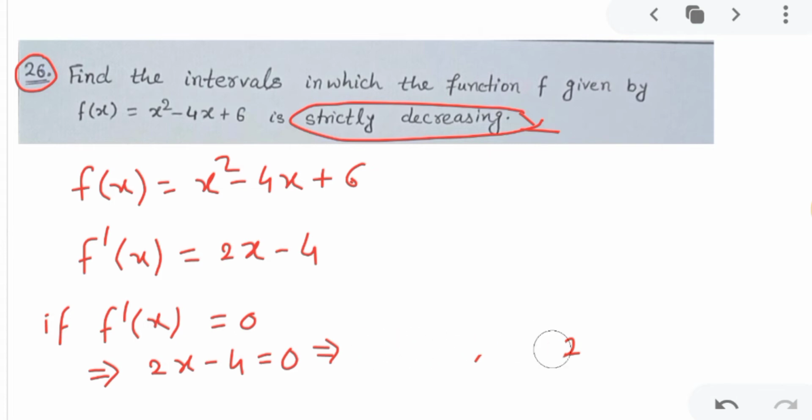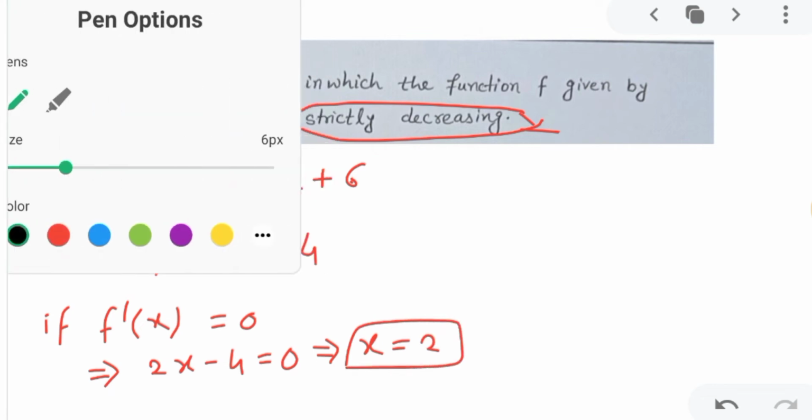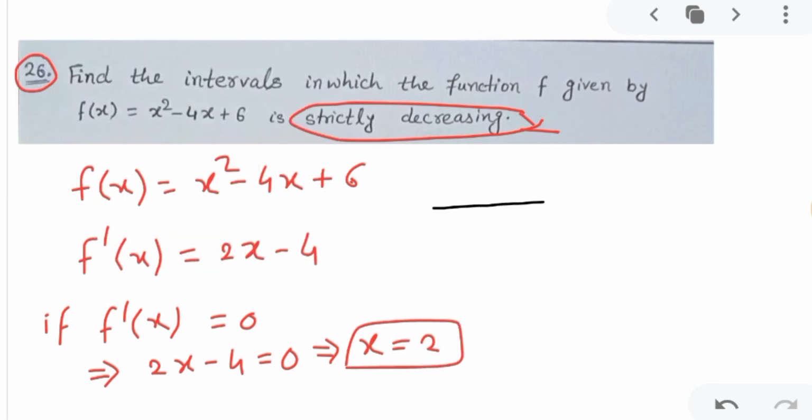So I am writing here x equal to 2. This point we got. Now using this point I will check whether the function is strictly increasing or decreasing. This is our real axis, minus infinity, infinity, and on it I will take the point 2. Since the point we got is 2, I will check the right side of this point and the left side. First I will check for x greater than 2.